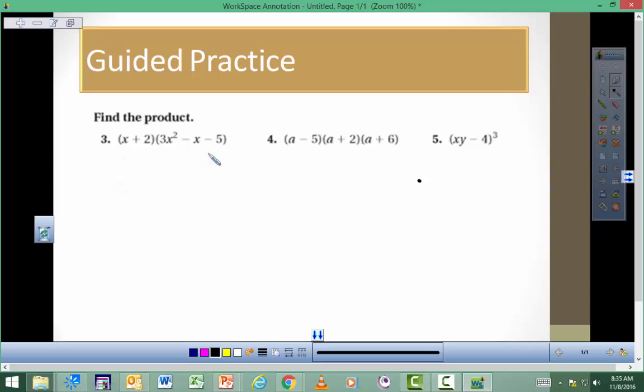I recommend for this type of problem that we do the vertical stacking method, where this one times this one gives me 3x cubed, and then this one times this one gives me negative x squared. And then this one times this one gives me negative 5x.